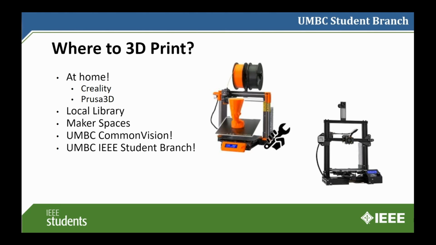Your local library and maker spaces are also big ones. The UMBC Commonvision and IEEE Student Branch have two 3D printers in the lab, and we can grant you access. If you need something printed, you can send us the STL file, which you can find online, or if you want to make your own, convert it to an STL file and send it to us. We can print that for you depending upon what colors and what type of filament you want.